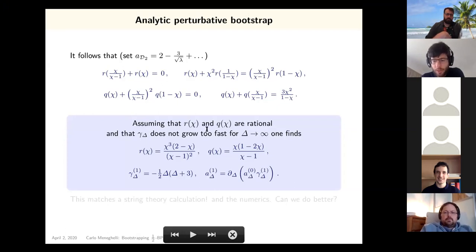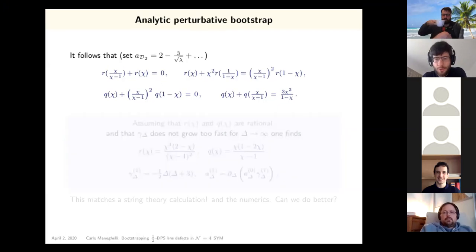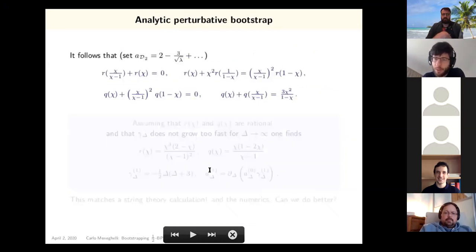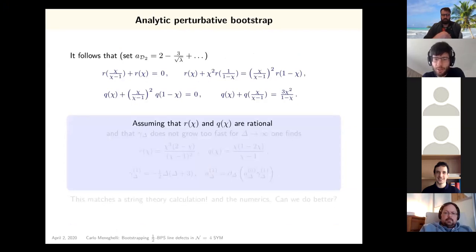These two, yes. So I think from string theory, you know that the answer has to take this form, where R and Q are rational. Yeah, I think you know this. So the rationality of R and Q is not an issue. It's a simple assumption if you assume string theory in the description.